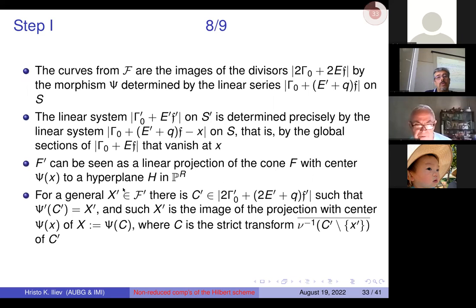And what we further get to do is we want to see explicitly the relation between the curves from the family F from theorem A and the curves from the family F prime from theorem B. So the relation is that, like I started with the motivation, the curves from the family F prime can be seen as inner projections of the curves from the family F.